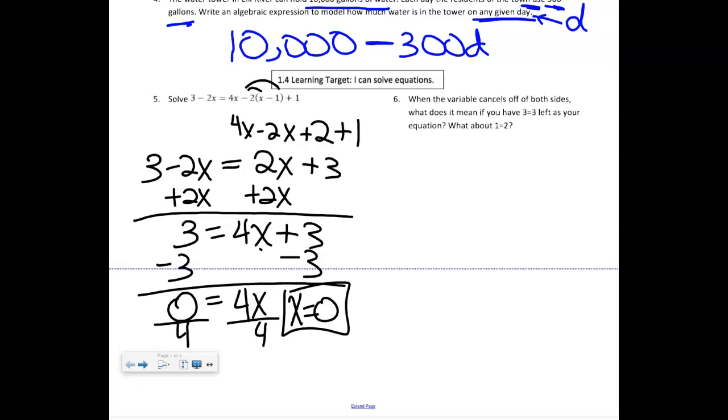Okay. I have a quick question, so hint, hint, this will probably be on your test. Number 6 says, when all of our variables cancel on both sides, what does it mean if you are left with something like this?